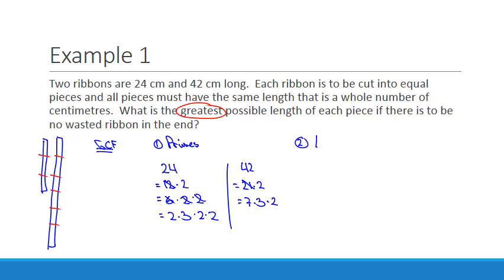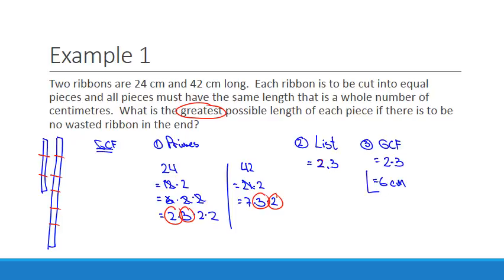Now I'm going to make my common factor list. I'll use my red. There's a 2 that's common, and there's a 3 that's common, and that is it. So 2 and 3. For the GCF part, remember we just have to multiply my list. So 2 times 3 equals 6.